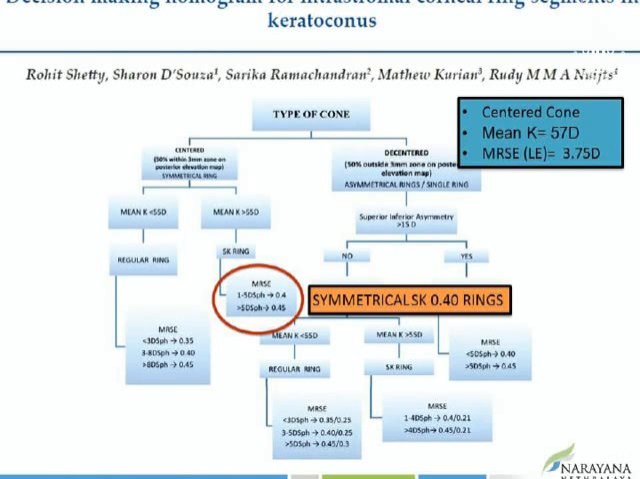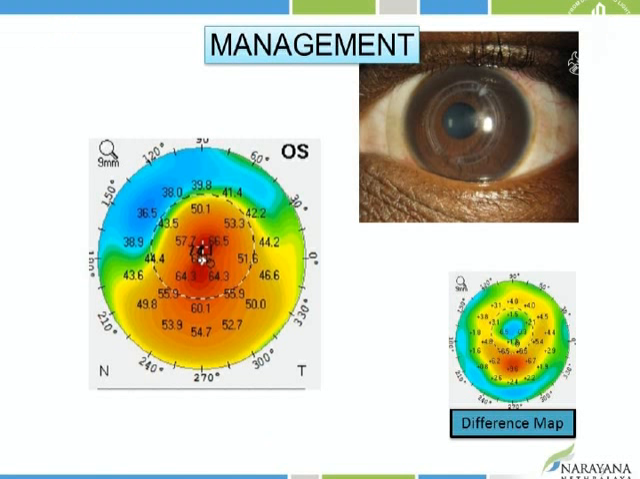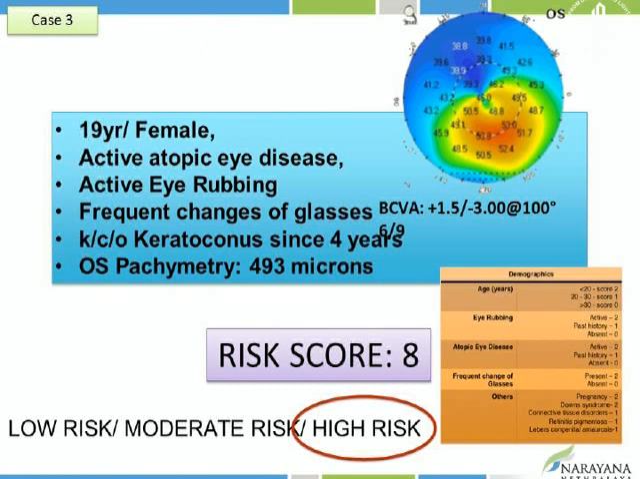He had a mean K of more than 55 diopters and therefore, based on his spherical equivalent of 3.75, we decided to go with symmetrical SK rings of 0.4. I'll be playing this video later on, and this is his post-op topography. The difference map shows a difference of almost 4 diopters.